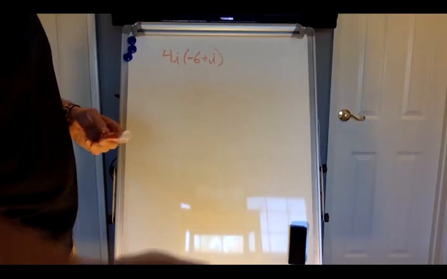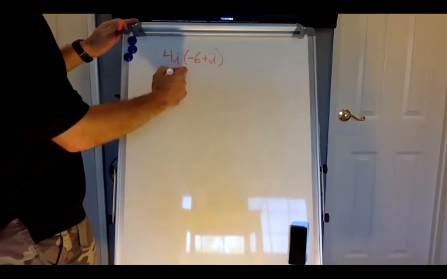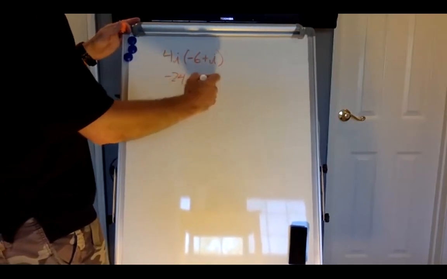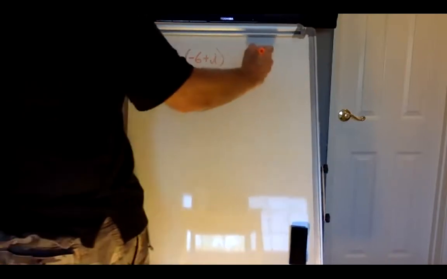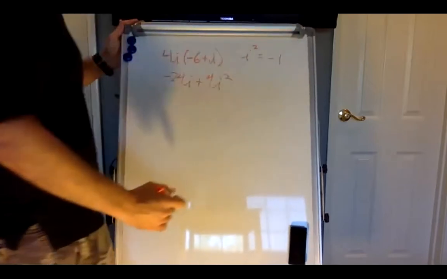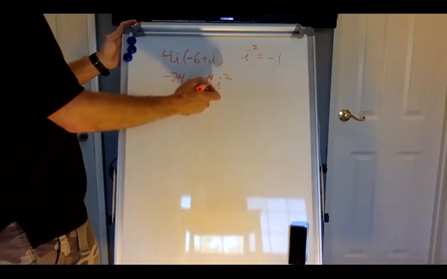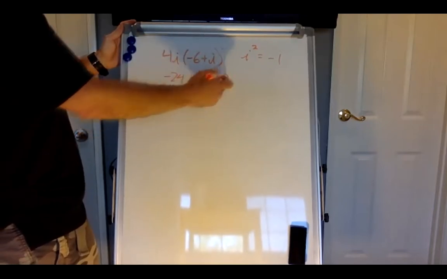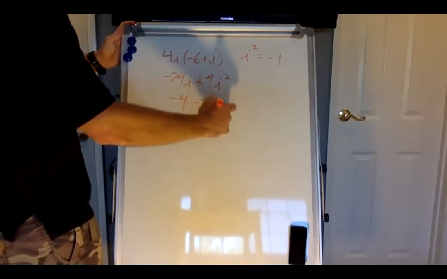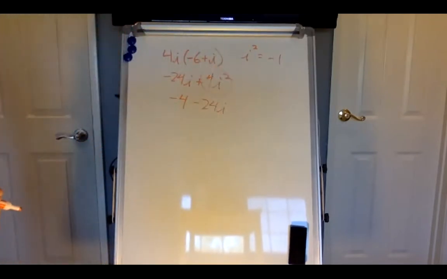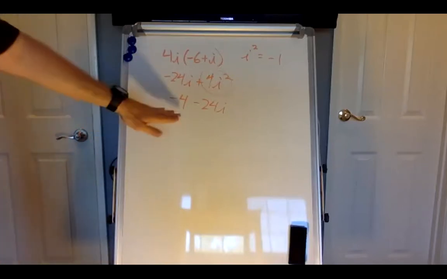Okay, I think we should be done. And let's take a look. 4i times this quantity, you will distribute and you'll get negative 24i plus 4i squared. And you can't leave the i squared there. We know that i squared is defined as negative 1. So this is just 4 times negative 1, negative 4. Right, so this is negative 4, and we want to write it in standard form, so this becomes the real part. So negative 4, I'm going to move over here, minus 24i. Negative 4 minus 24i is how I would write it. This is standard form.